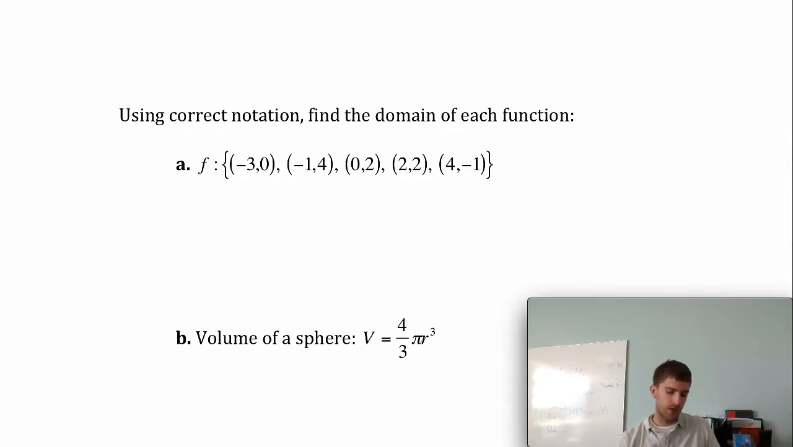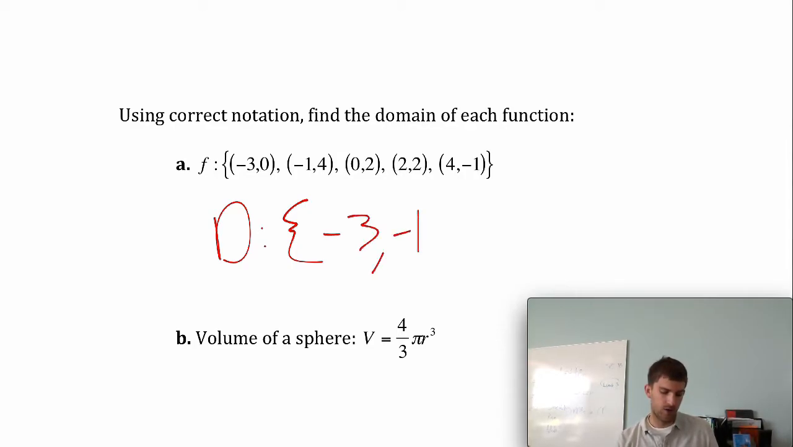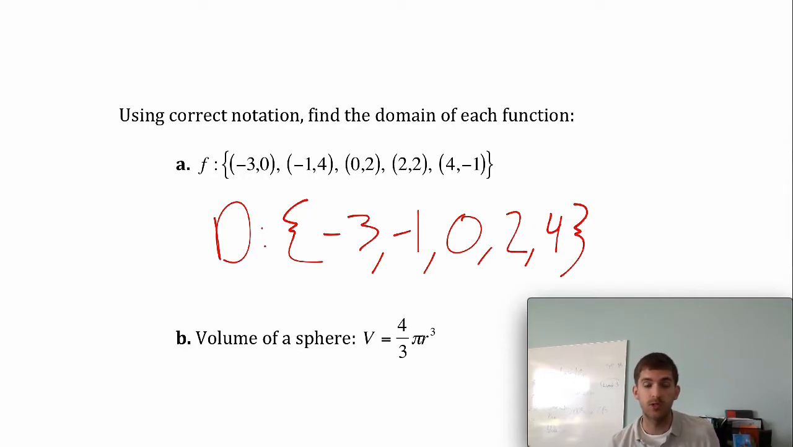So for the domain, we're going to label that with the lowercase d. Our domain for this one, we only have these 5 points, and for all we know, those are the only 5 points in this function. So we're just going to write those down. We have -3, -1, 0, 2, and 4. That's it. We technically don't know that there's anything in between those points at all.